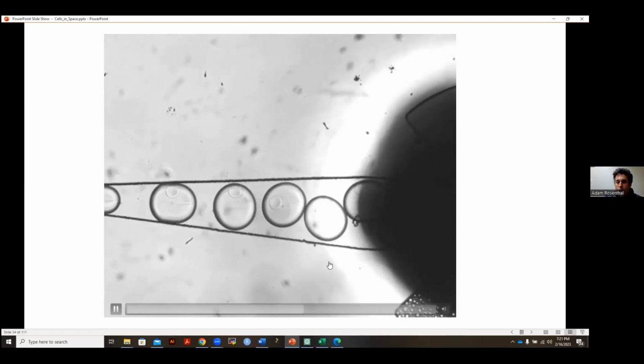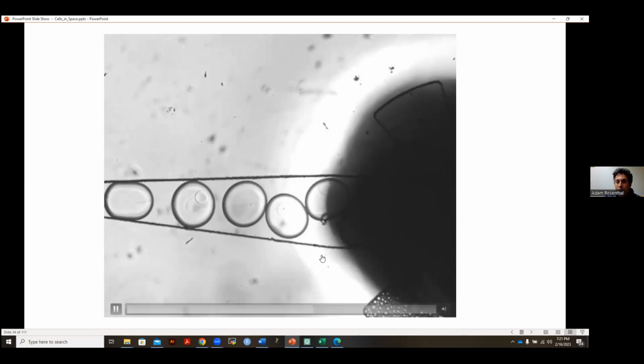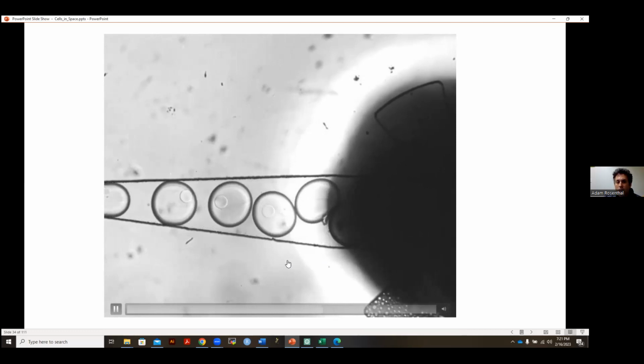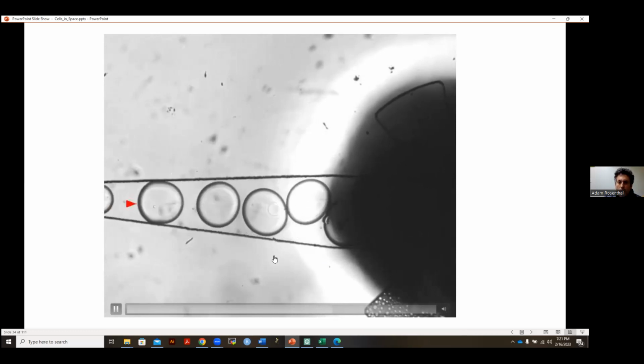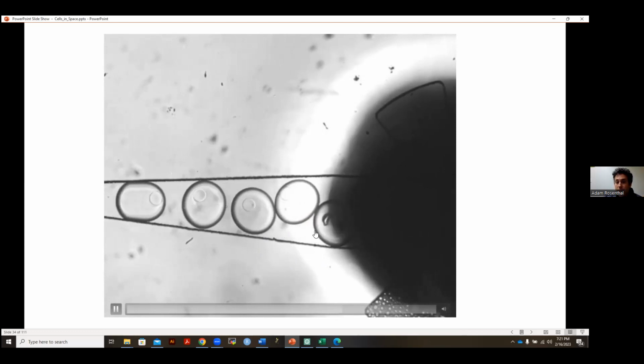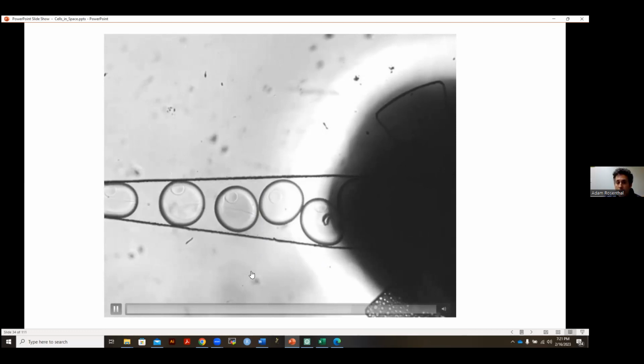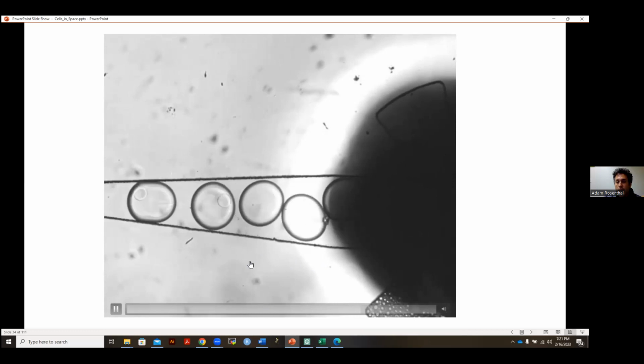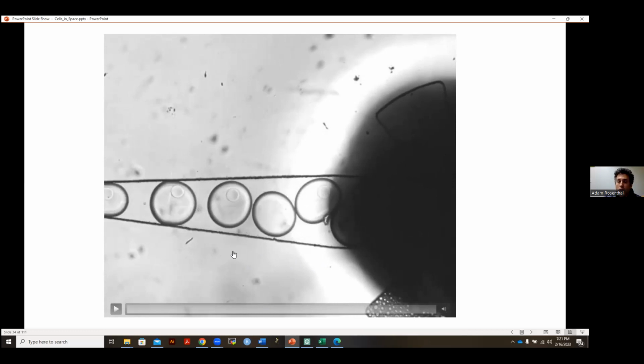But most of them will have no cells. That's how we make sure that it's single cell. There's some that have no bead, like this one actually had a cell in it. And there's another one with a bead and a cell. So that's how the system works.